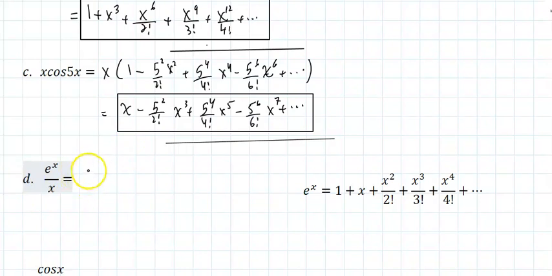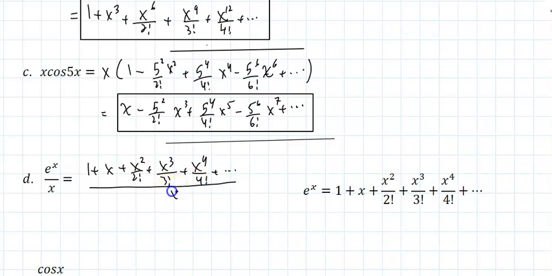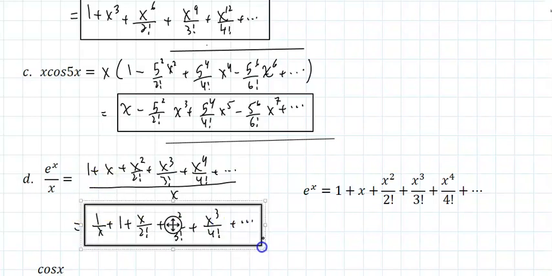So the way this works, you will say e to the x is 1 plus x squared over 2 factorial plus x cubed over 3 factorial plus x to the 4 over 4 factorial, and the list goes on. All divided by x. So all you have to do is say 1 over x plus x over x is 1 plus x over 2 factorial plus x squared over 3 factorial plus x cubed over 4 factorial, and the list goes on. And that's how much you need.